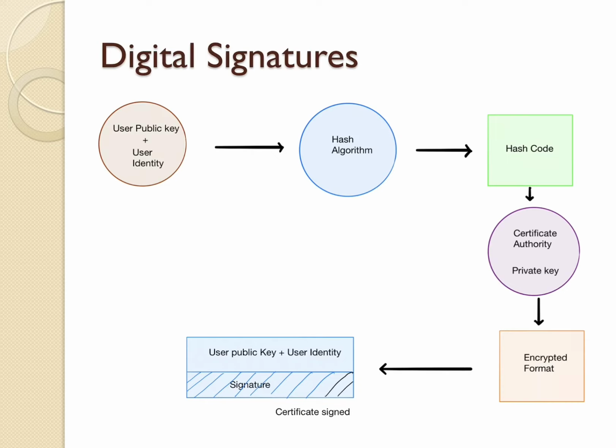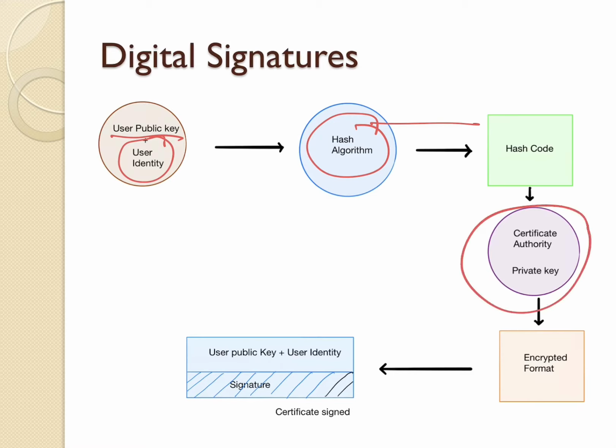Next we are going to see how the digital signature happens. First, the user's public key along with the user identity goes through the hash function algorithm, and we generate the hash code. This hash code will be encrypted using the certificate authority's private key.